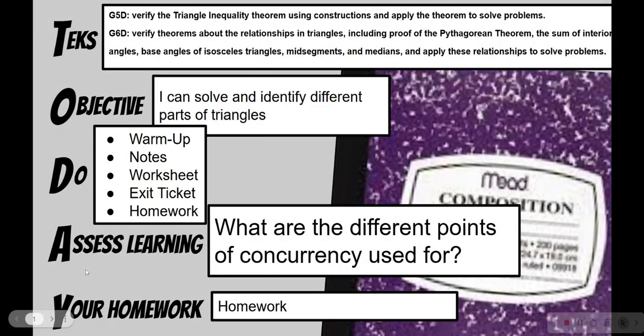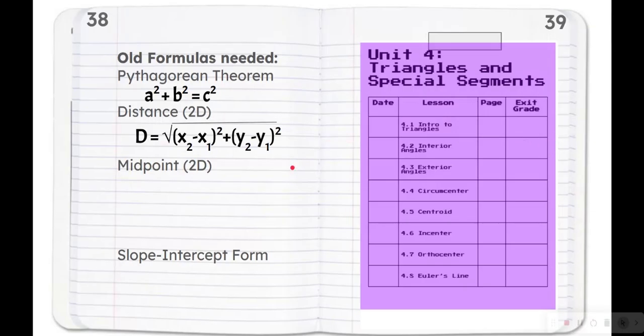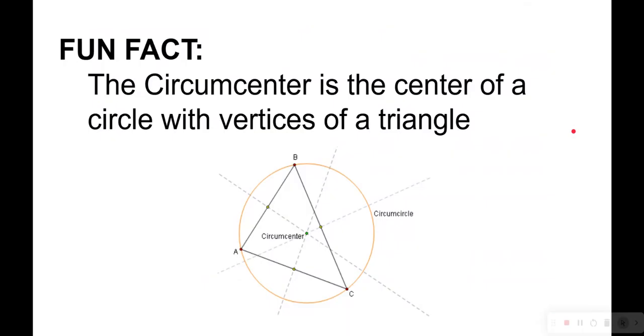So let's continue this topic of points of concurrency and what they're used for. So how to make them and what they're used for. Last class we talked about the circumcenter. Today we're going to talk about the centroid. We'll still need the midpoint formula. We're going to use the distance formula today, but we're not going to use the slope-intercept form. But we do need some of these older formulas we've been using for a while.